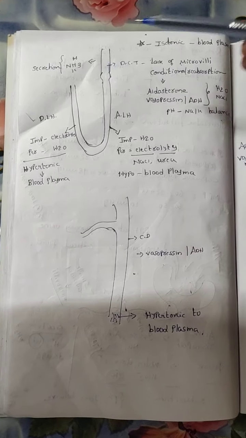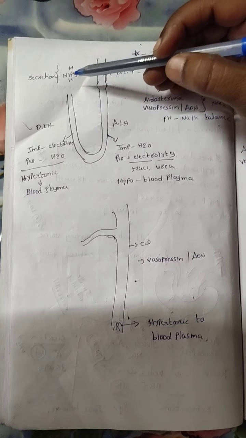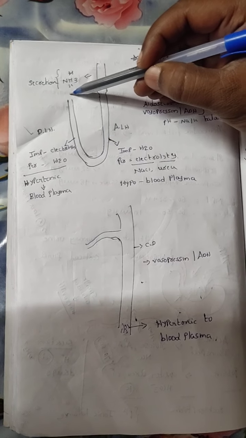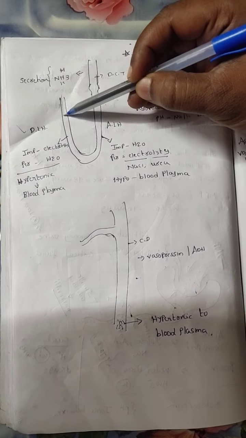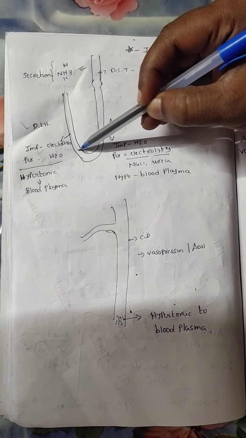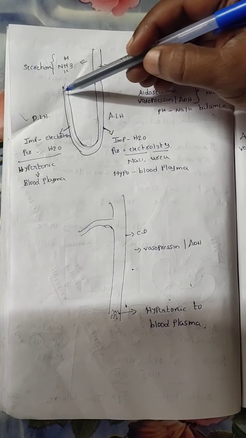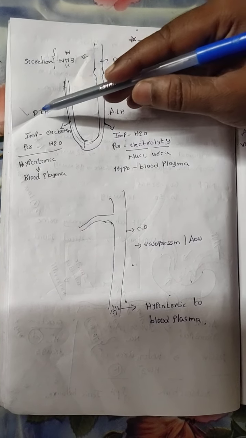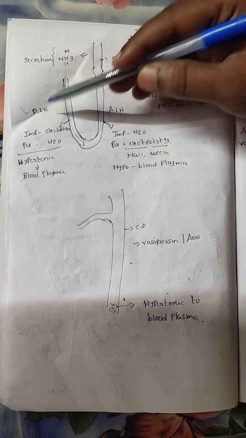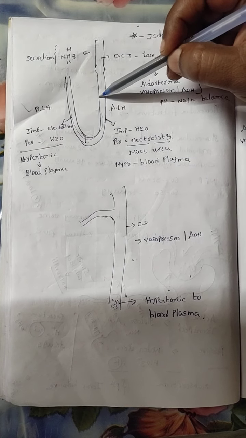Now, after PCT, 70 to 80% is reabsorbed. Now the remaining primary urine enters into the loop of Henle. This part is called the descending loop of Henle, and this part is called the ascending loop of Henle.